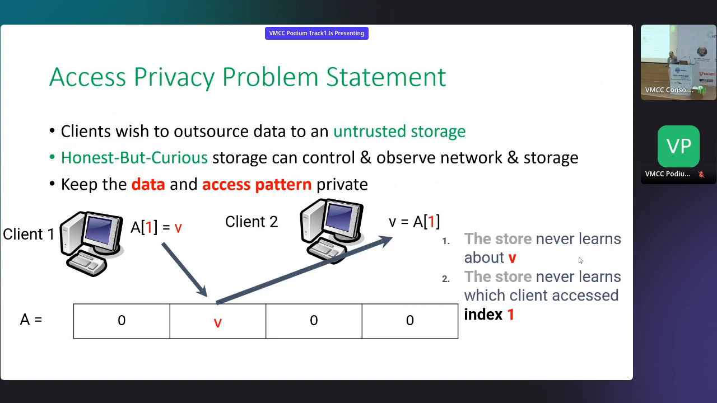So there are two things. One of them is that the V, the content, is preserved, and that will use just standard cryptographic techniques. But the more difficult one that I want you to be aware of in this presentation is that the server should not know that I access this entry and not any of these. So just think about it. You have an array, and you want to ask the storage device to give you entry number I without the storage knowing I, but still giving you the value. Sounds like magic if you haven't seen this before.